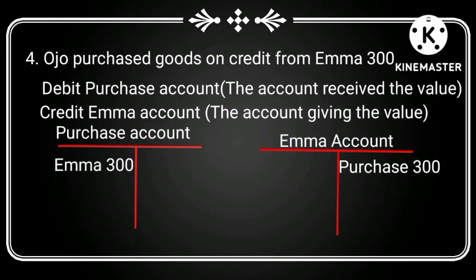Question 4. In this case, when credit transactions are involved, the name of the debtor or creditor should be mentioned. Purchase of goods on credit from Emma. Debit the purchase account with $300, because it is a credit purchase from Emma, and credit Emma's account with the value of goods purchased on credit.